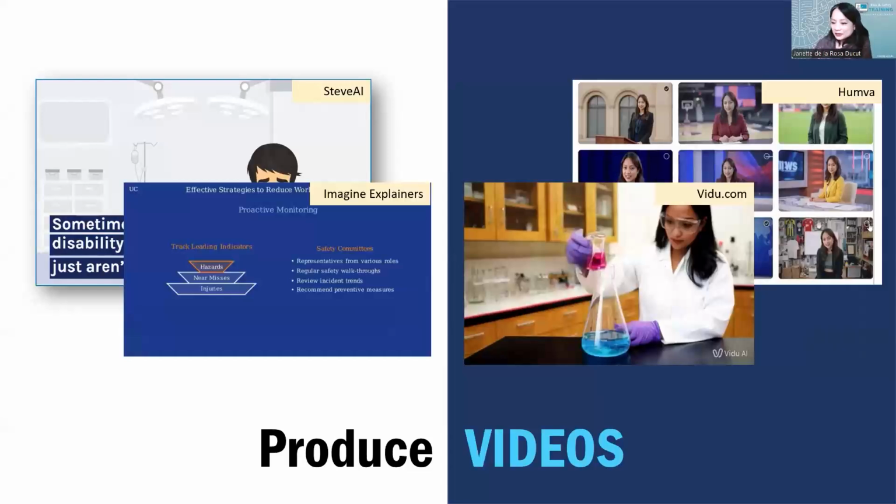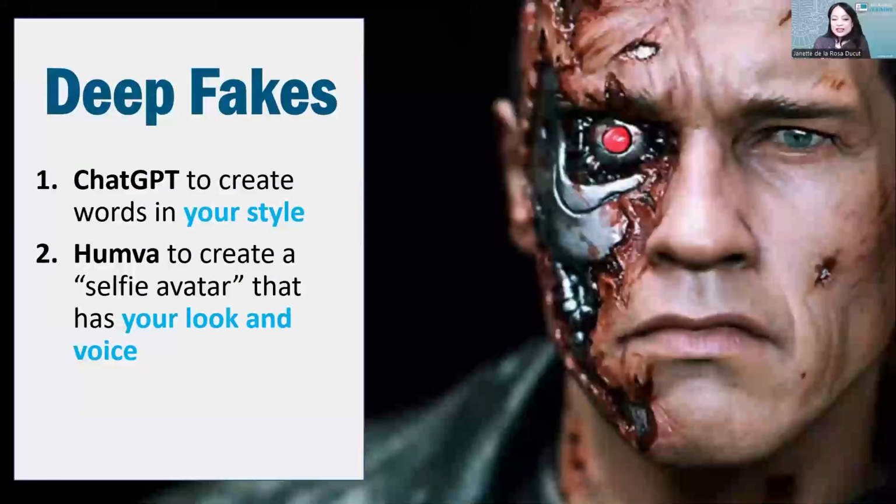It's pretty cool, but if it's so cool, why is it such a big deal to worry about AI? Well, it might be because of issues like this, that you can create deepfakes. You can use ChatGPT to create words in your style or somebody else's. You can use Humva to create a selfie avatar that has either your look or somebody else's.